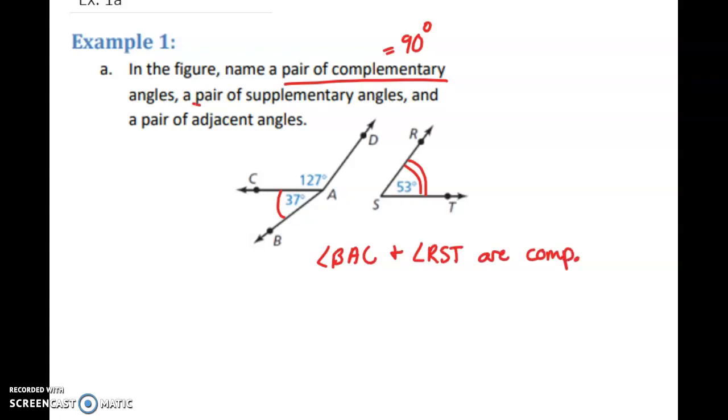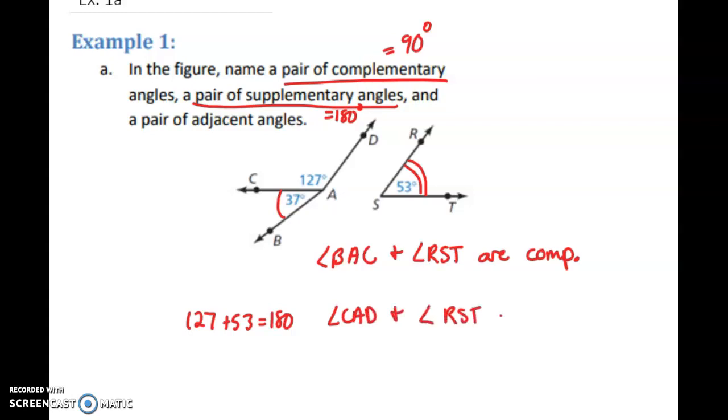Now they want to know a pair of supplementary angles. Now remember, supplementary are two angles that add up to 180. So 127 plus 53 equals 180. So the one that's 127, that's angle CAD. And the one that's 53 is angle RST. And they are supplementary.